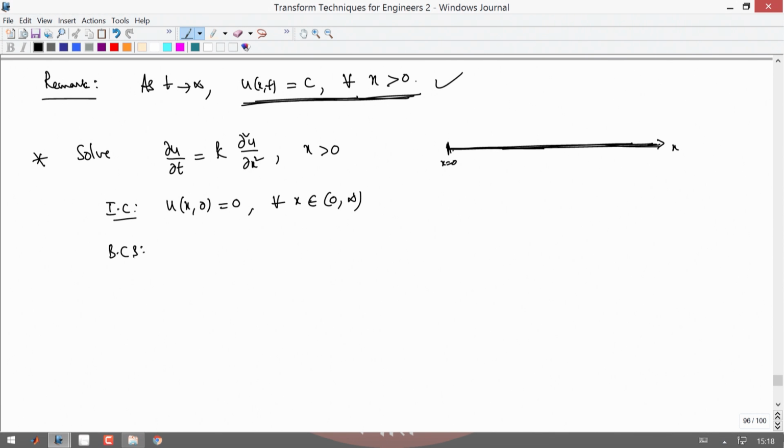Boundary conditions. The flux is dou u by dou x here. If I give this as mu with mu positive, heat is going outwards. If I give minus mu with mu positive, you are pumping in some heat through this surface; it is passing from outside into this rod at a constant rate, so the flux is coming inside. Let us see what happens. Written mathematically, the boundary condition is dou u by dou x at x equal to 0 and t equal to minus mu, let us say.